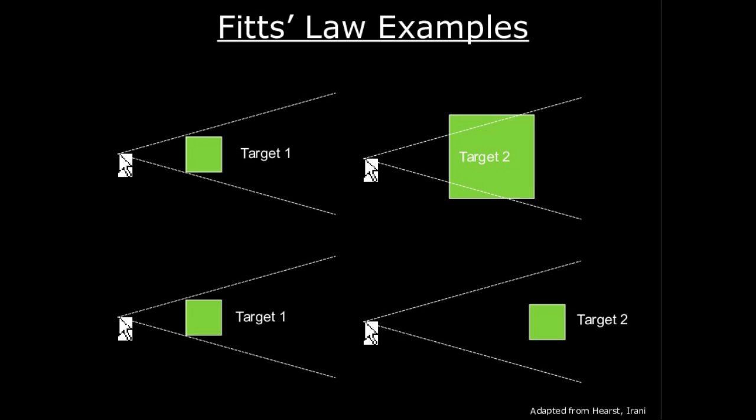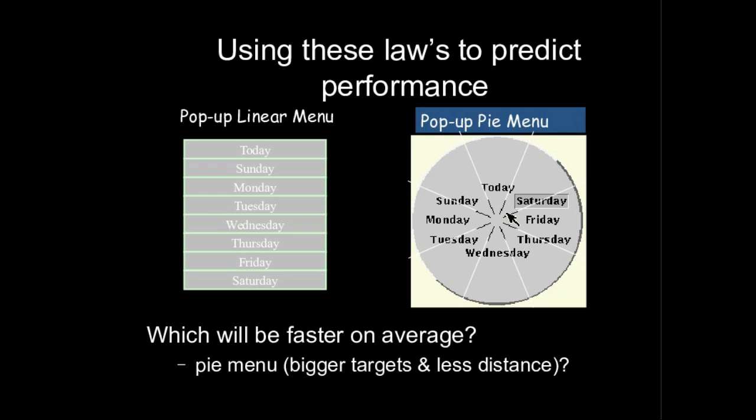The same two targets are shown again over here. In the top row, the two targets are at the same distance, but the sizes are different. Therefore, the movement time will actually be different. The second target will be easier to reach. In the bottom row, these two targets are the same size but at different distances. So the first target will be easier to reach. We can use these laws to predict performance on a variety of tasks with respect to the reaching task.